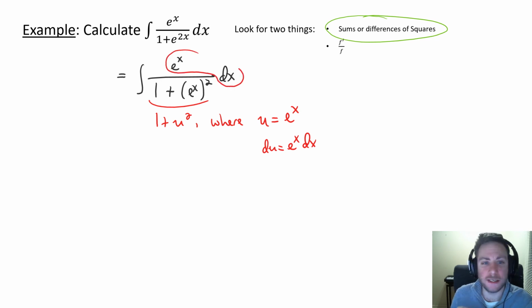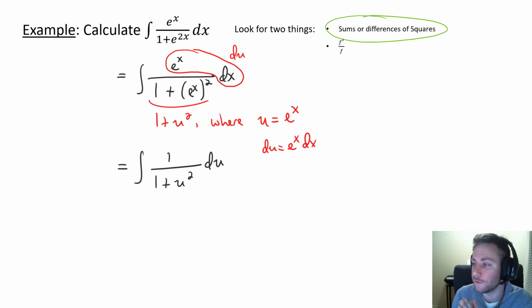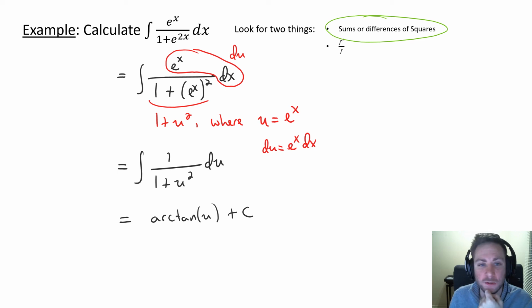Notice e to the x dx appears here in our numerator, so that entire chunk can be declared as du, which means completing the substitution leaves us with this easy integral of 1 over 1 plus u squared du. Notice this exactly matches one of the formulas given earlier, so we know now that this evaluates to arctan of u plus c. And don't forget to put u back in terms of x, and with that, you're finished this problem.